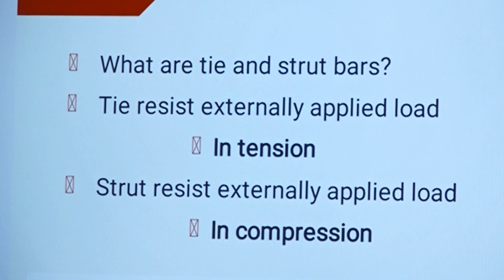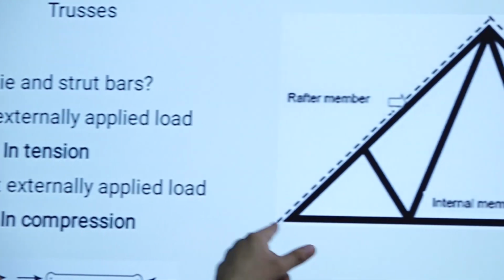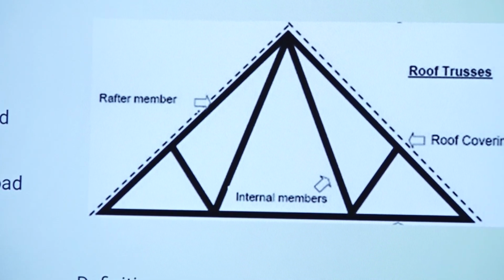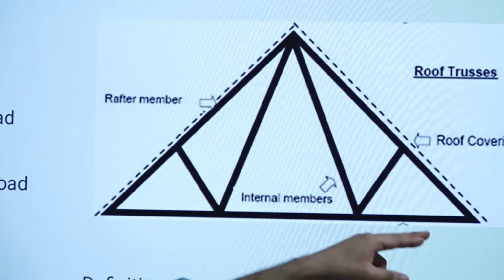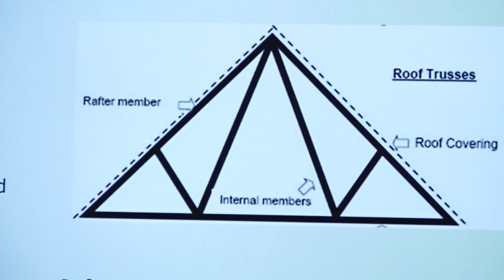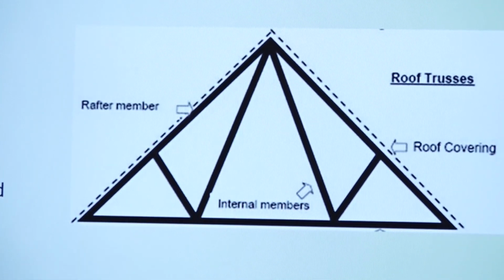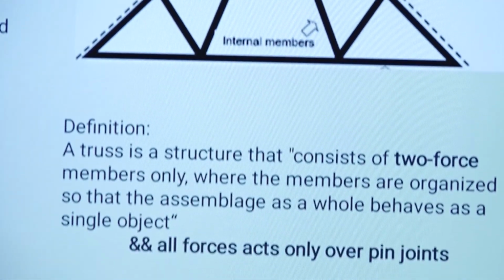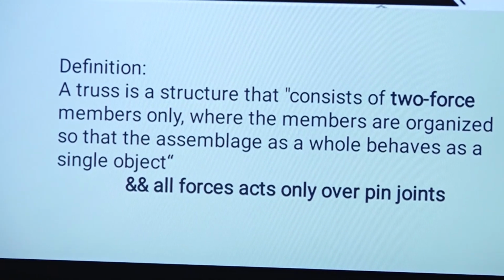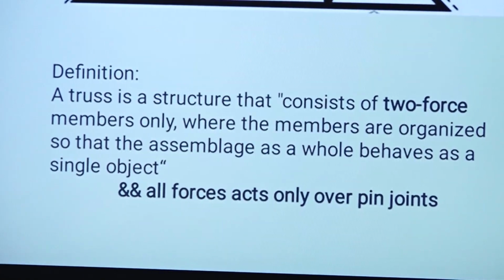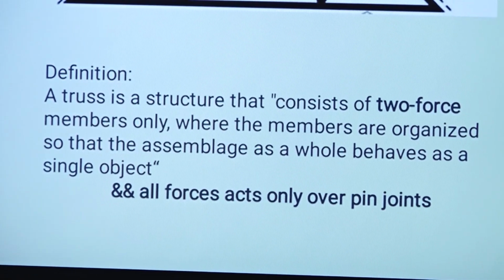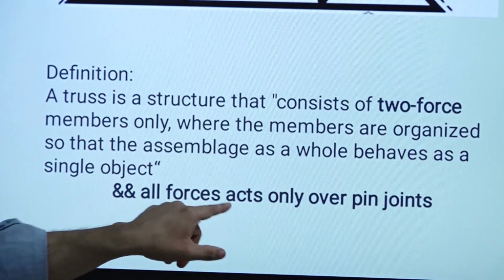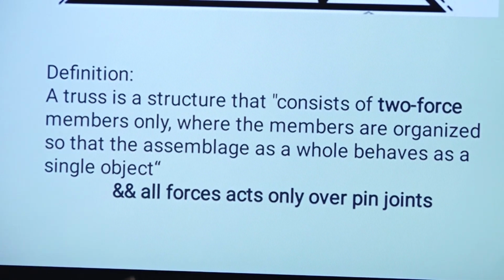So what are trusses? As you can see here, this roof truss, you must have seen in many homes, right? Normally we have this triangular shape above our homes. That is called a roof truss. So what is the definition? A truss is a structure that consists of 2 force members only, where the members are organized so that the assemblage as a whole behaves as a single object and all the forces act only over pin joints.